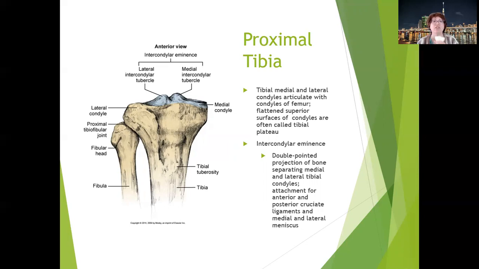The tibial plateau has two little points in the middle. They're called the intercondylar eminence. It's a double pointed projection of bone that separates the medial and lateral tibial condyles, and they are attachments for the anterior and posterior cruciate ligaments and for the medial and lateral meniscus. The meniscus sits on the tibial plateau and helps to deepen the attachment site a little bit more so the condyles can fit a little bit better.